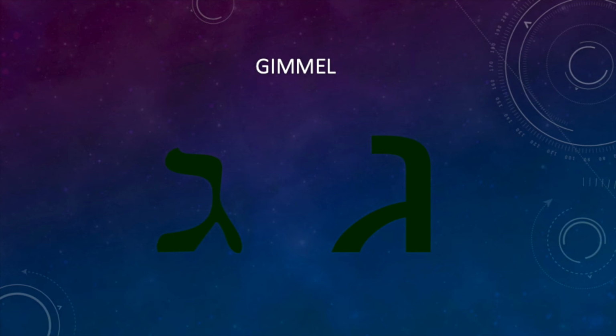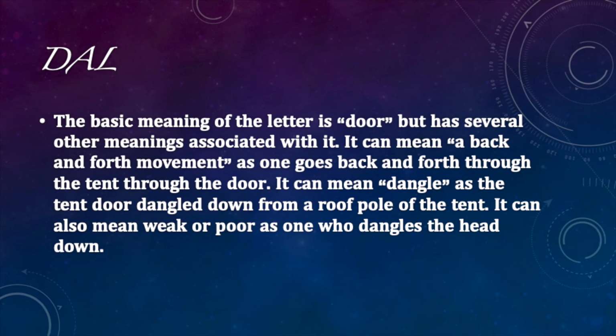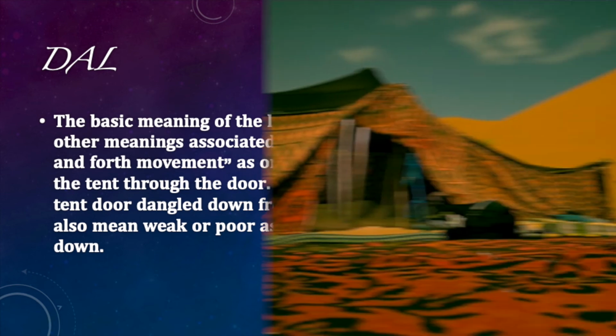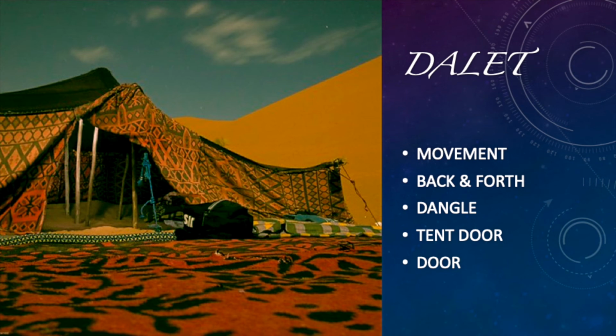The next letter that we're going to be discussing is called the dalet, and that's where you get your word dalet from, okay? And it means a door. It has several other meanings associated with it, but it can mean the back and forth movement. I want you to recognize that the tent is the main place, okay? It's the main place where everything goes down. But it's the function of everything, okay? So the door helps you to go in and out. I'm going to give you a picture of what a tent looks like, okay? Again, and now this is the tent door, okay? Could you imagine going in and out of that door, that being your tent door?